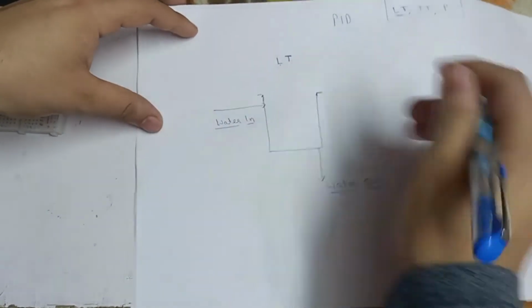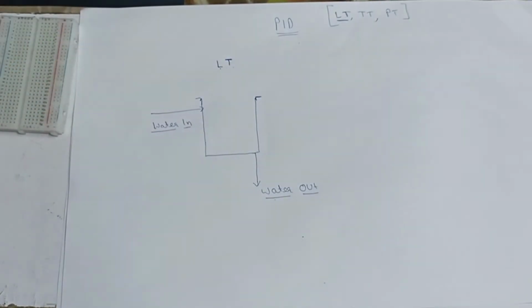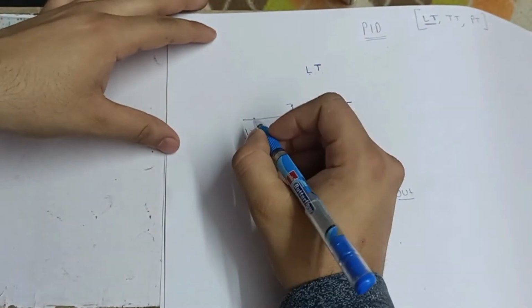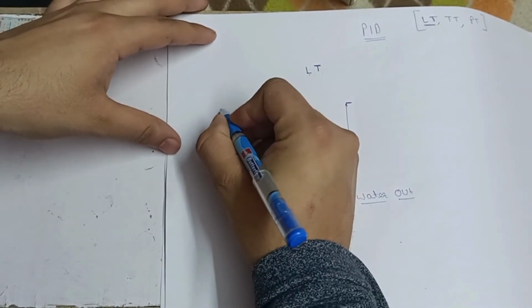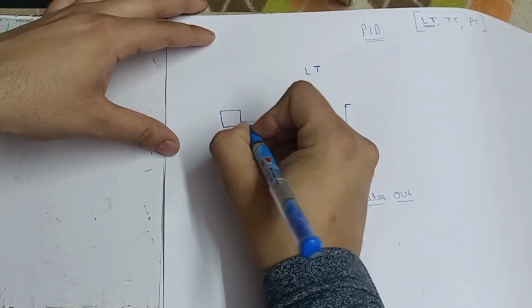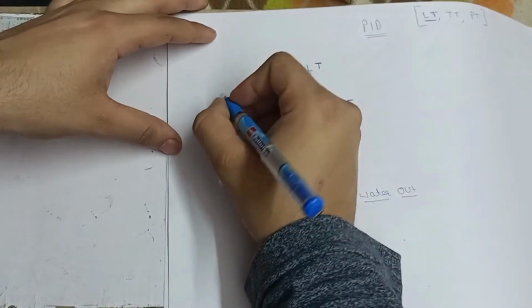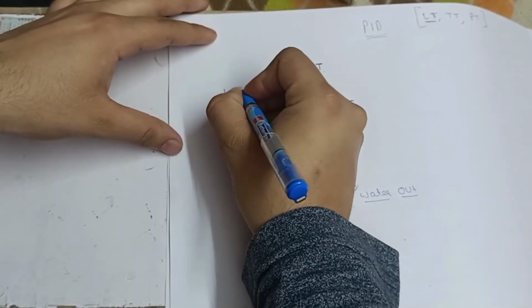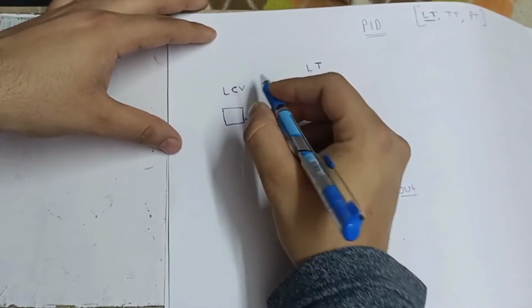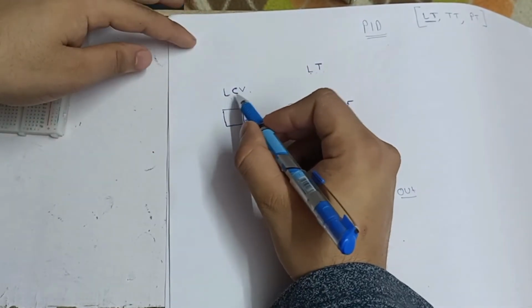Okay, you can use liquid in. As per comment, first of all we have a valve, which has a very important role in the PID. This is a level control valve, LCV. We can type it: L means liquid, C means control, V means valve. That is the liquid control valve.